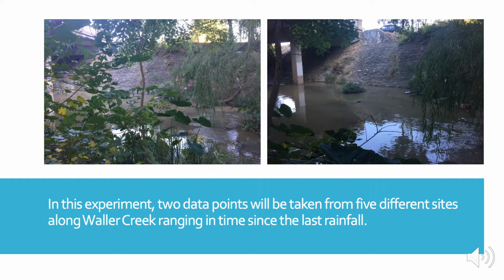In this experiment, 2 data points will be taken from 5 different sites along Waller Creek, ranging in time since the last rainfall. These 5 locations are Palm Park, abbreviated as PP, 10th Street, abbreviated as TS, Medical School South, abbreviated as MS, the UT Clark Field South, abbreviated as CF-S, and the Creekside Dormitory, abbreviated as CS.